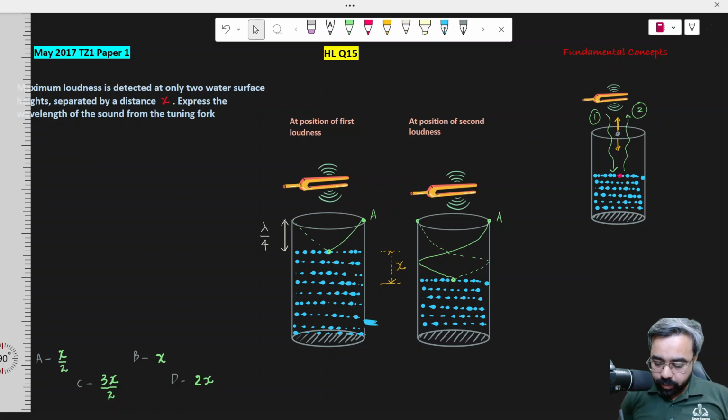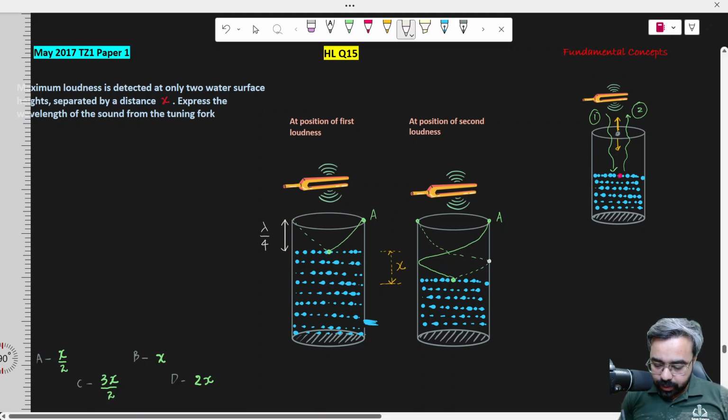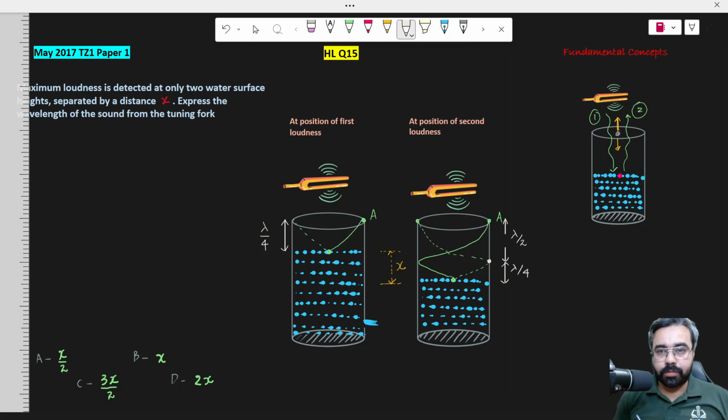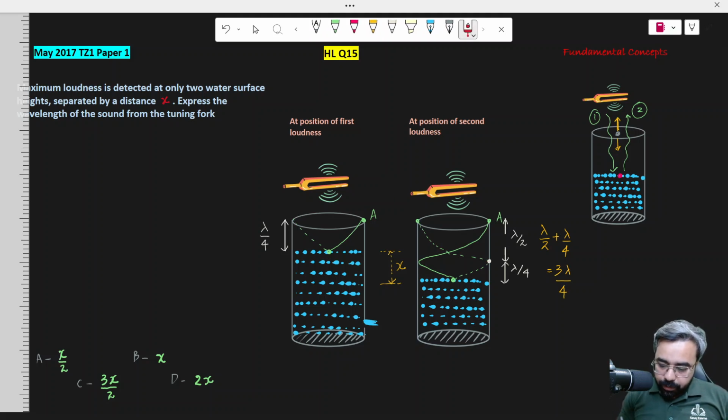Okay. Whereas in the next, you see that this is another antinode. So from antinode to antinode, it's lambda by 2, and this must be lambda by 4 because it's from antinode to node. So the total distance, just simply add them. So lambda over 2 plus lambda over 4 must be equal to 3 lambda over 4. So if we subtract this distance and this distance, that must be equal to x, right?